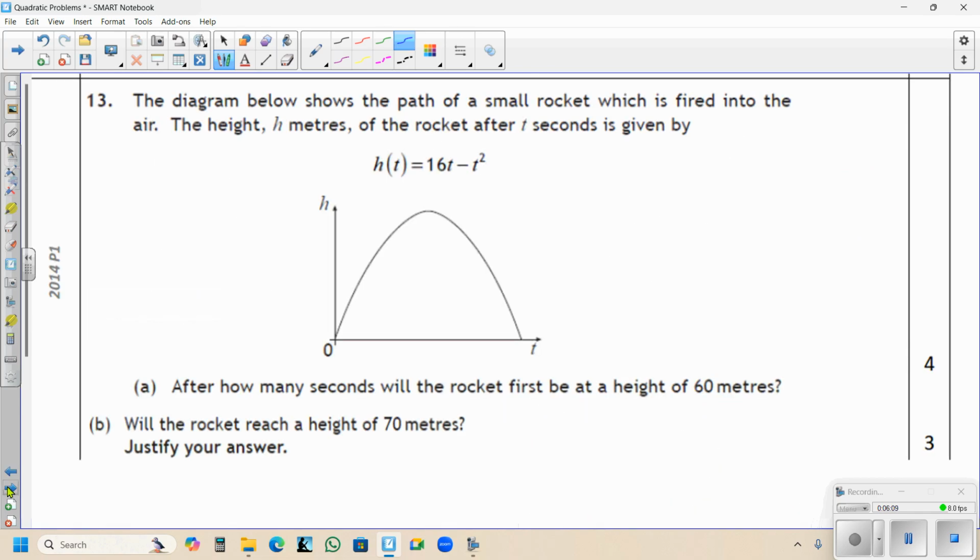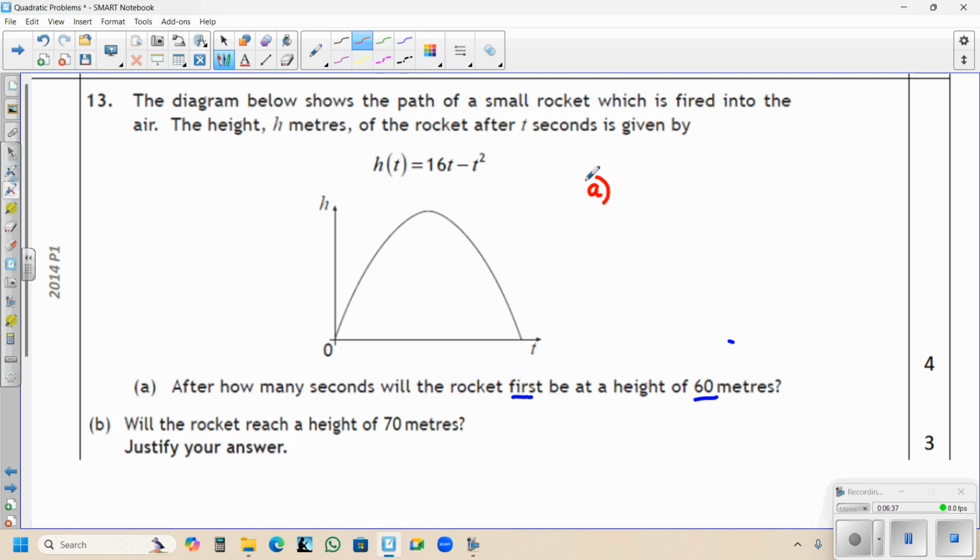Right, here's another one. It says a diagram below shows the path of a small rocket which is fired into the air. The height, h meters, of the rocket after t seconds is given by h(t) is 16t minus t squared. It says after how many seconds will the rocket first be at a height of 60 meters? There's 4 marks for this, so it's not just a straightforward substitution. It must have a bit of work to do in this one. So we'll gather our information.